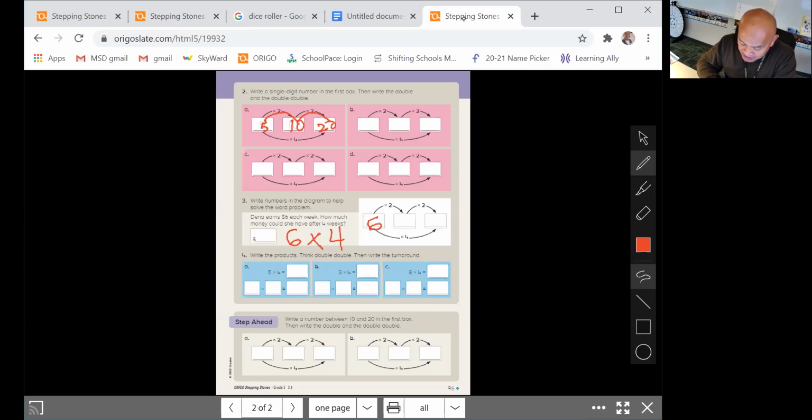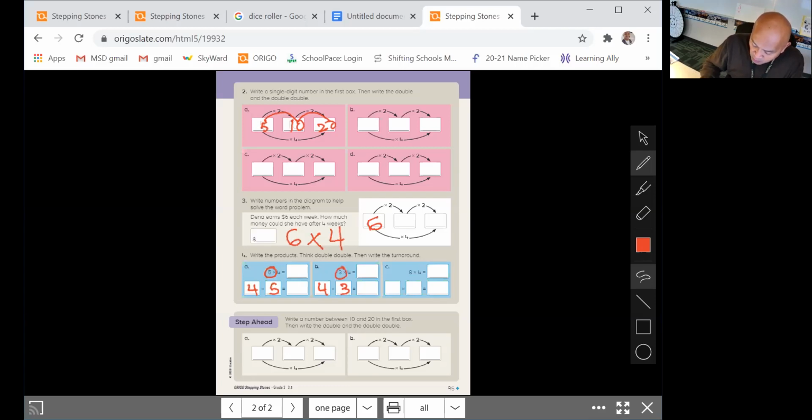Okay. Then it says, write the products. Think double, then write the turnaround. So on A, 5 times 4, I'm not going to tell you, but what are you going to double? The 4 or the 5? You are going to double the 5. I'm going to circle that, okay? And then it says write the turnaround fact. So whatever answer you get there, 5 times 4, the turnaround fact is 4 times 5, right? And then 3 times 4, turnaround fact is 4 times 3. What are you going to double there, by the way? The 3 or the 4? That's right. You're going to double the 3. That should be an easy one.